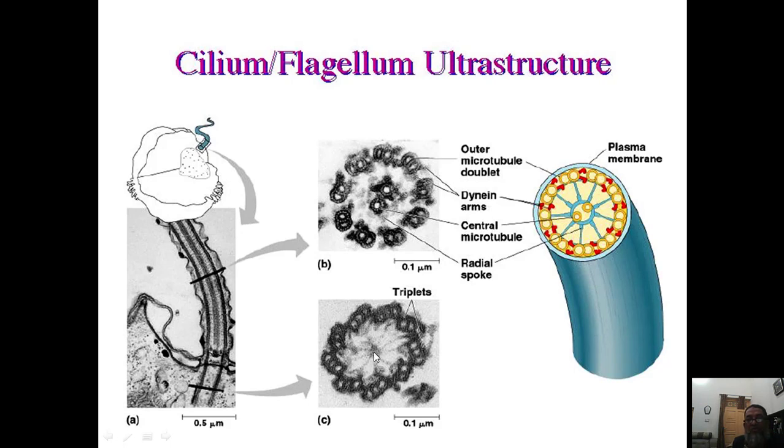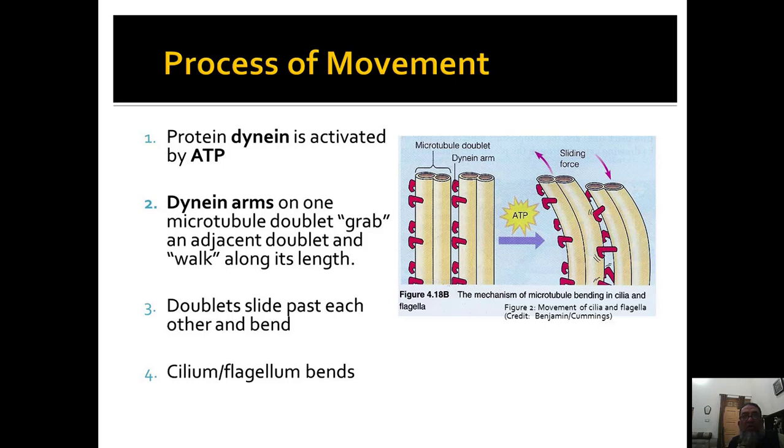This is the centrosome, no doublet in the center, triplets at the periphery, 9 triplets. Now this is the microtubule and this is the flagellar formation, same structure. The same structures are visible in the flagellum. Now this is an important slide, which will demonstrate to you the movements of the cilium and flagellum.